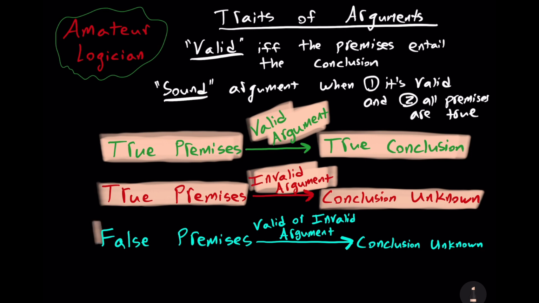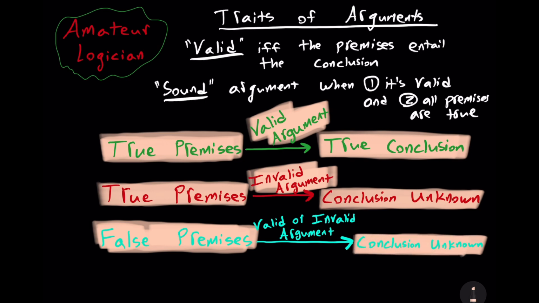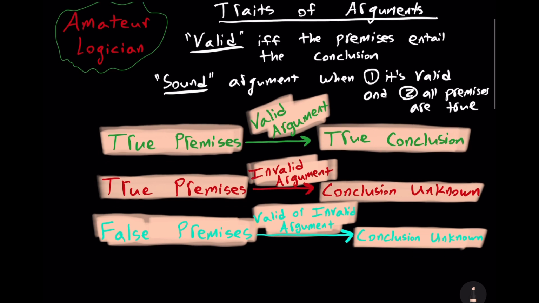Next, consider having all false premises in our argument. Well, in that case, the conclusion is also unknown. It may be true, it may be false. The argument might be valid or invalid. It doesn't matter. In this case, the conclusion's truth value is simply unknown. For example, let's say I argue all circles are squares, grass is blue, therefore such and such. That conclusion's truth value is going to be completely unknown if the argument is valid or invalid, because we just have all false premises.